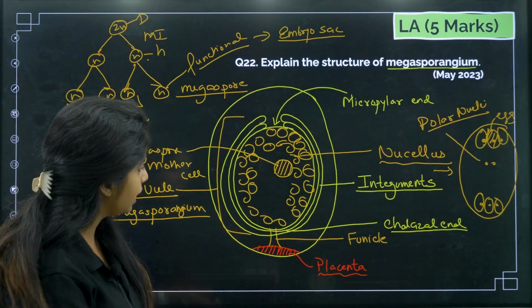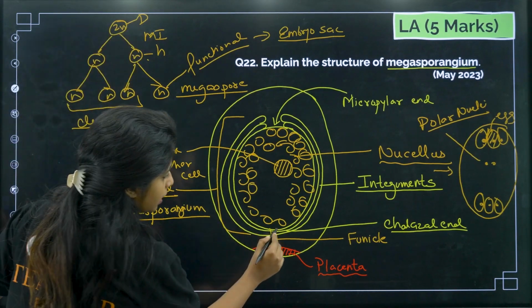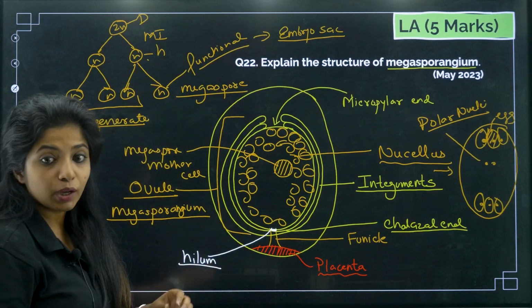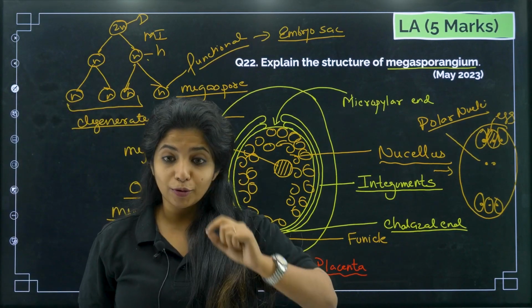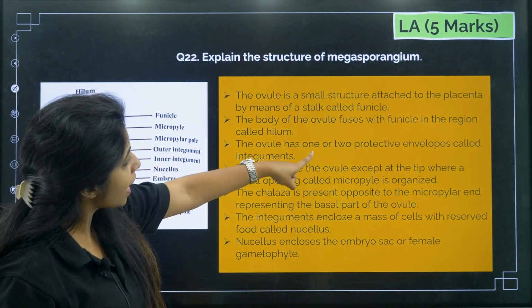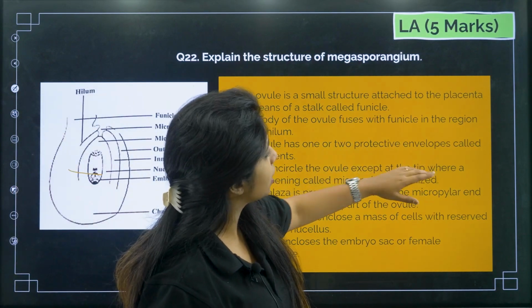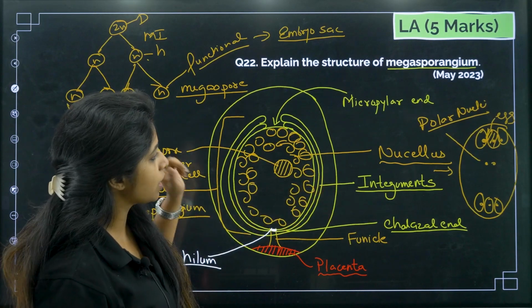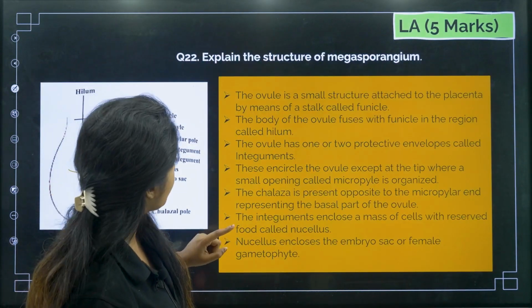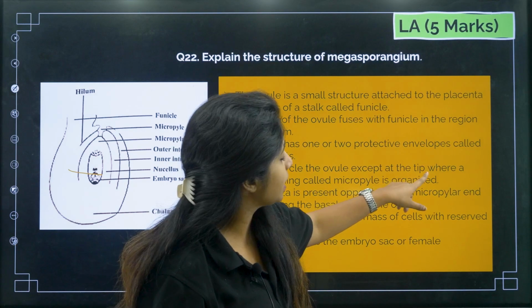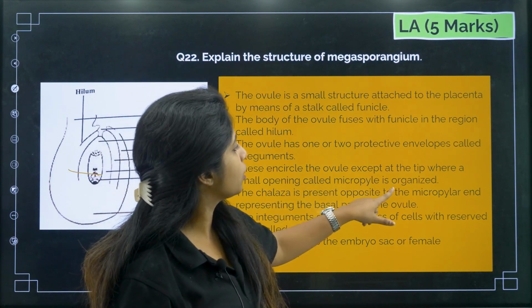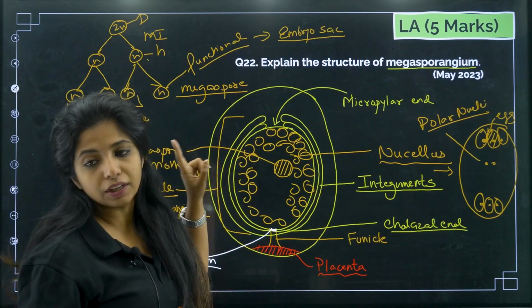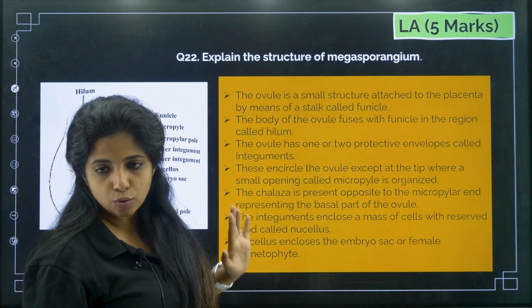Oh, I didn't say that, right? So this particular region, it is known as hilum, where the funicle attaches, which appears as a small pore also. Now the ovule has one or two protective envelopes known as integuments. You saw it over here. It has two protections which are known as integuments, outer integument and inner integument. Now, these encircle the ovule except at the tip where a small opening called micropyle is organized. So apart from this region, everywhere else you would be having integuments. So the micropyle region will always be open.